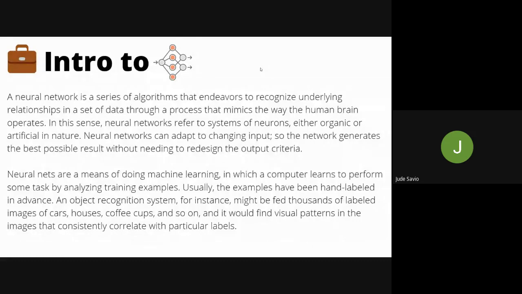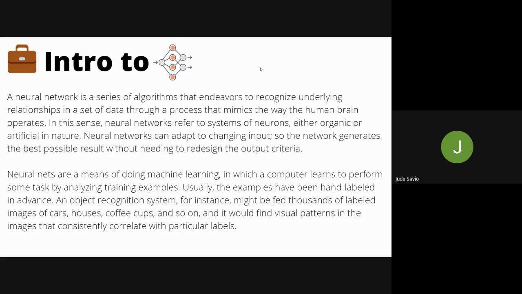Neural networks can adapt to changing input. So the network generates the best possible result, the best possible weight based upon the input it has been given, without needing to redesign the output criteria. That is the edge neural networks have over generic statistical models like logistic regression. That is why people usually opt for neural networks, and why they are generally considered when we go for a computer vision problem.